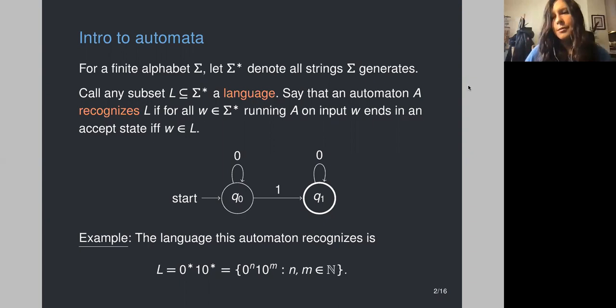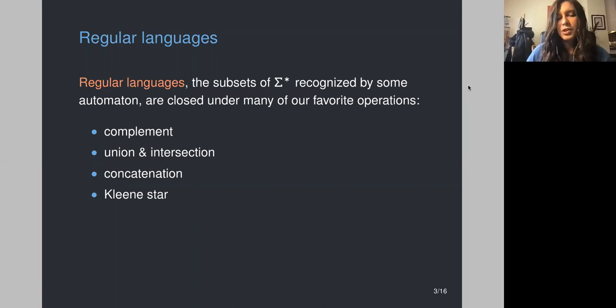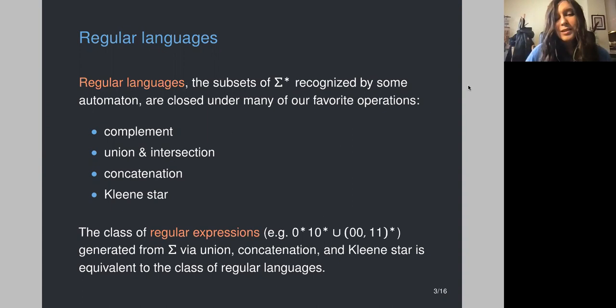So the collection of languages that are related to automata are regular languages. Regular languages, the subsets of sigma star recognized by some automaton, are closed under many of our favorite operations: complementation, union and intersection, concatenation, Kleene star, so that's the asterisk I've been using. And indeed, the class of regular expressions, which are how we write regular languages by hand when we don't want to draw the automaton diagram that witnesses that the language is regular, generated from the alphabet sigma via union, concatenation, and Kleene star, is equivalent to the class of regular languages.